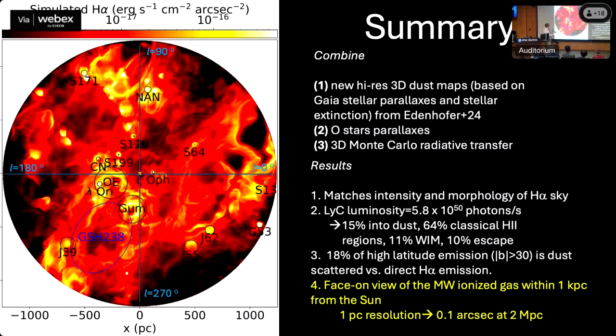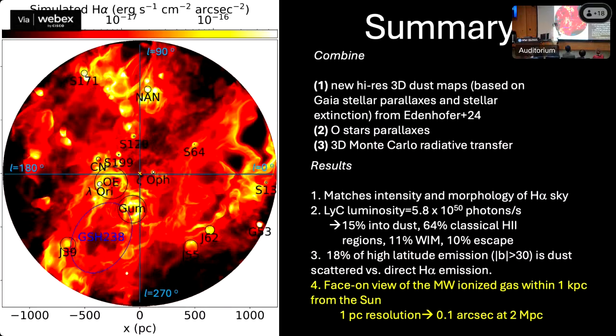We find that of a total Lyman continuum luminosity of the O stars of 10 to the 50 photons, we can track all the photons and find out what happened to them. And we find that 15% of the photons went into dust, 64% went into ionizing higher density gas, which would be a classical H2 region, 11% went into producing a low density warm ionized phase, and 10% escaped the simulation volume. For those of you who know about the warm ionized medium of the Milky Way, these are actually numbers that people have been saying for decades. So our simulations are simply confirming what the observational estimates have been saying for so very long.